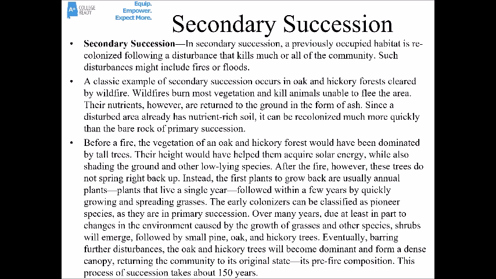So the moral of the story is that secondary succession happens much faster than primary succession because it's happening in a place that already has soil, but that area was just disturbed by some kind of natural disaster like a flood or a fire or maybe a human-made disaster like a clear cut.